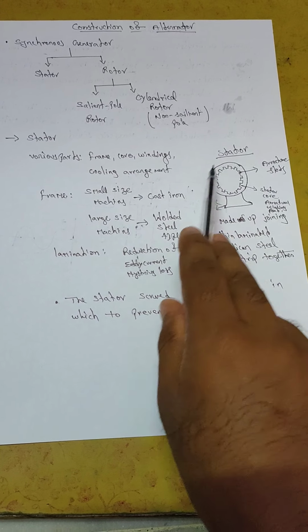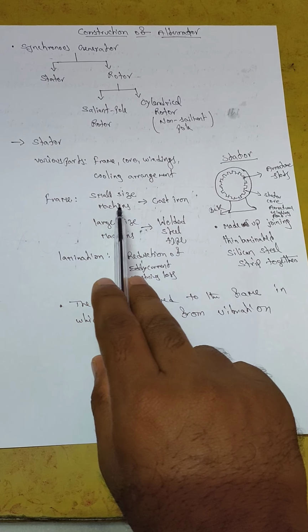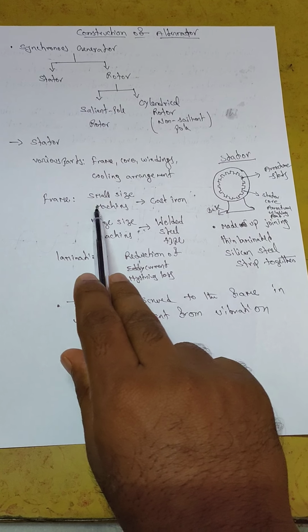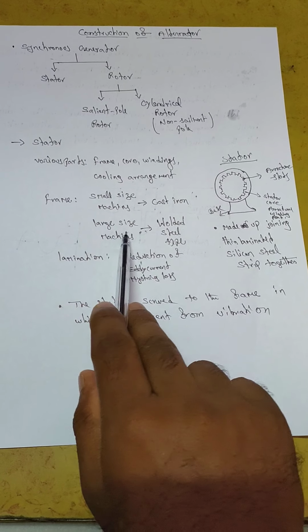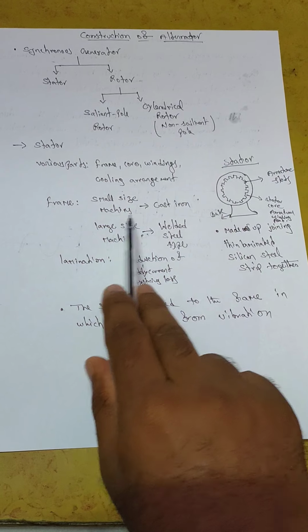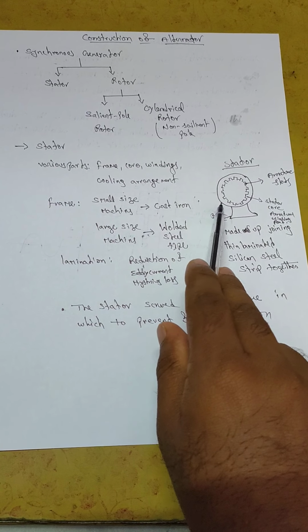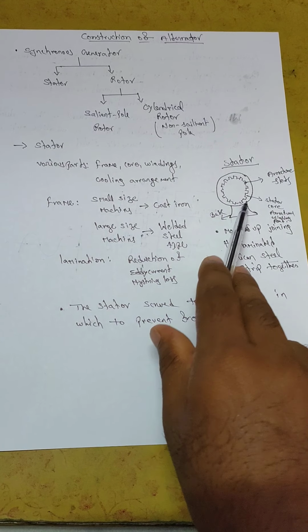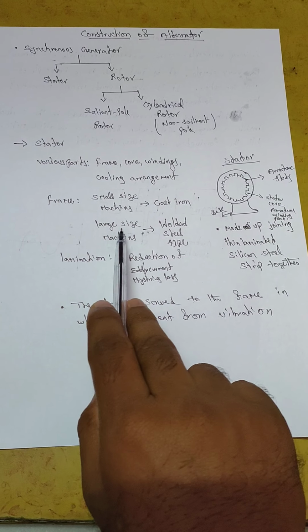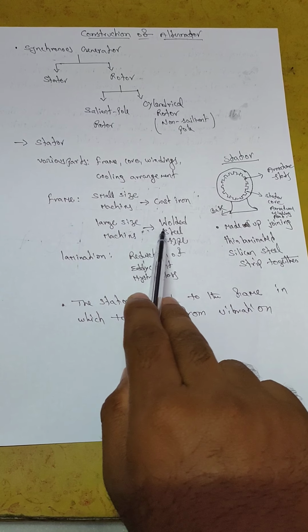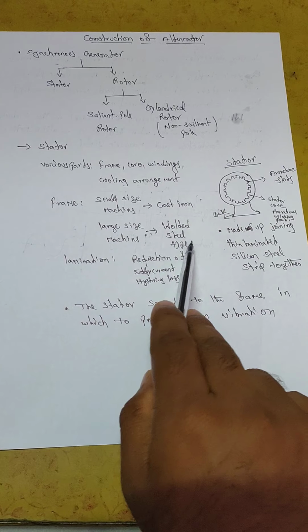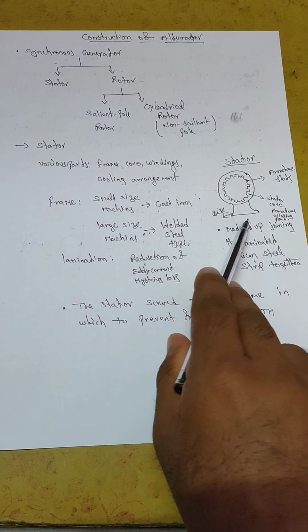Now frame. We have so many types, that is nothing but small type and large type. For the small type we are using cast iron material for making it. For the large size machines we are using welded steel material for manufacturing.